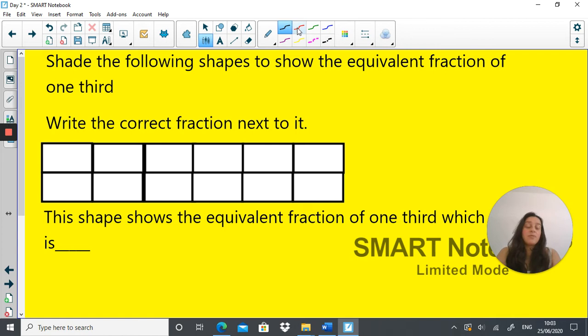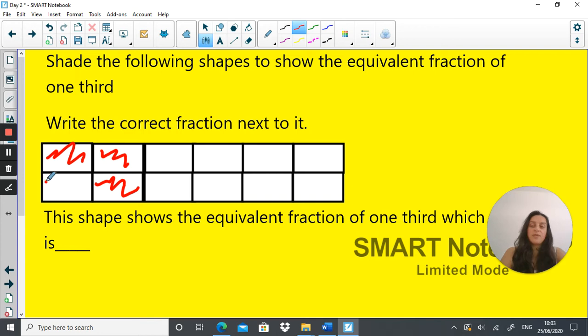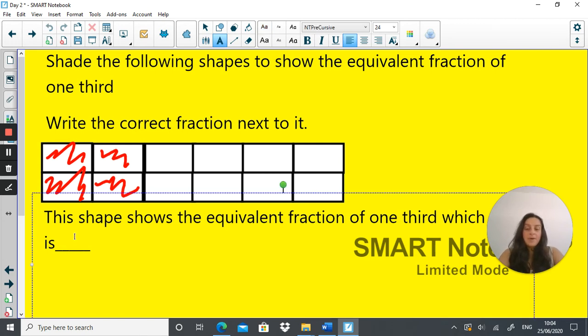To represent a 1/3, to be a third, we should divide 12 by 3, which is 4. Let's shade in 4 boxes. 1, 2, 3. Obviously, if you're shading it in, you're coloring completely, but it's a bit hard. 4. So this shape shows the equivalent fraction to 1/3, which is 4/12. Okay, because 4 out of 12 boxes have been shaded.